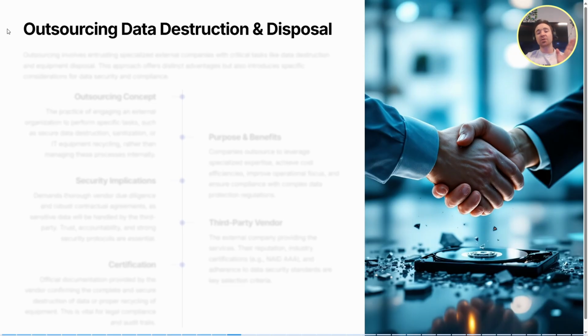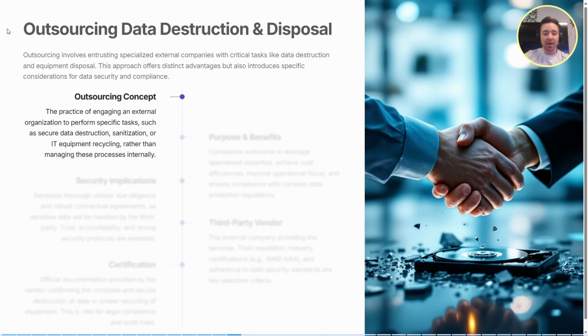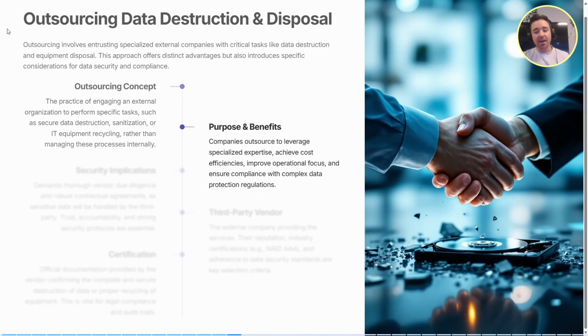Now, we also need to talk about outsourcing. What does this mean? So outsourcing is basically when you're taking the task that you want to do, in this case, data destruction and disposal, and we're outsourcing that to another company on the outside. So we are engaging an external organization to perform the task for us. Why? Well, the people that we outsource to might have specialized expertise. As we talked about, it might be more cost efficient because you don't have to buy the industrial shredder.